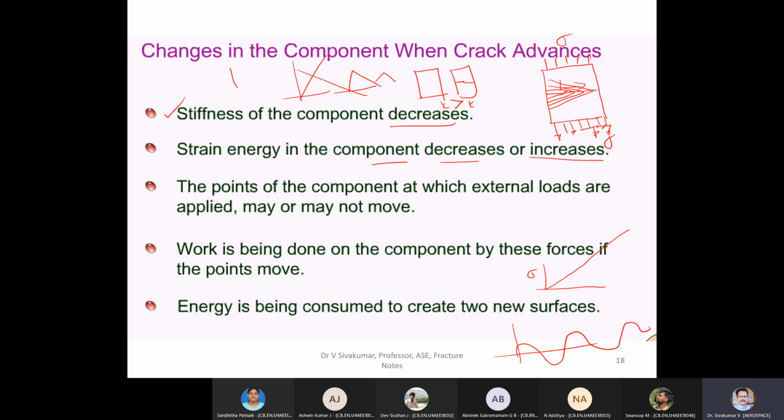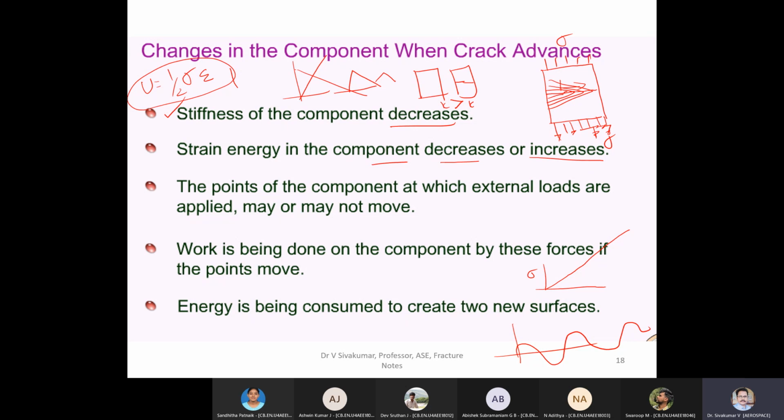Strain energy. You know strain energy, isn't it? Stress into strain. What is strain energy? U is half into stress into strain. So in this system, when the crack is advancing, we can think that the strain energy can either increase or decrease. But here it will increase and decrease. That way it will happen.